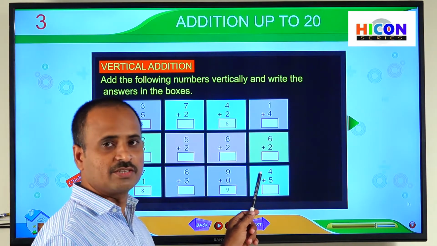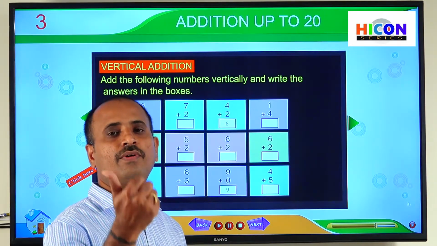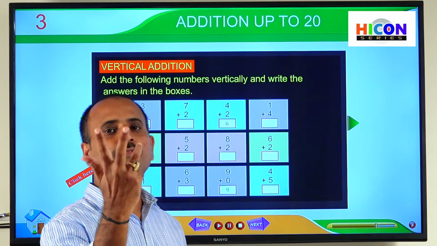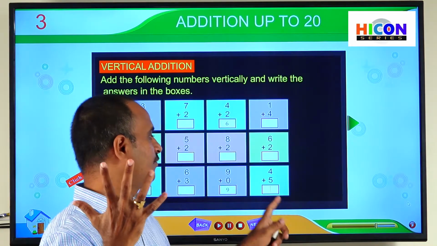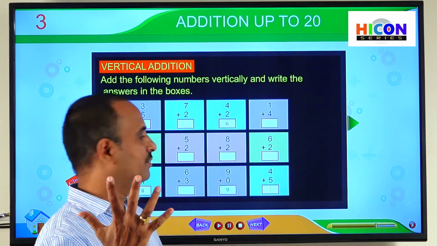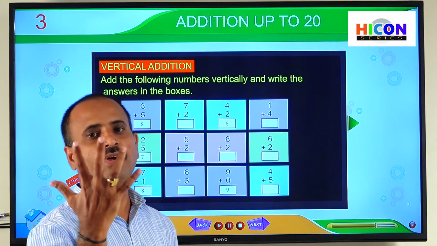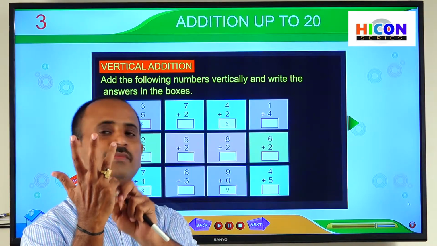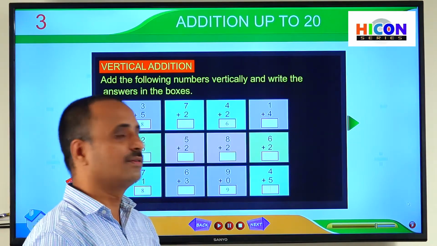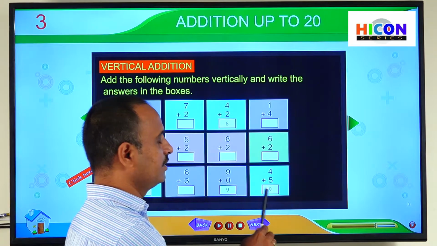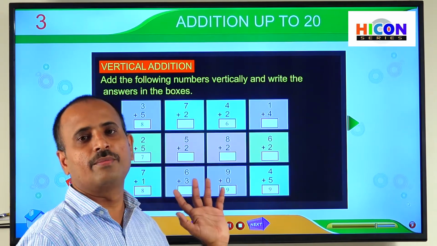See the next one, 4 plus 5. Here the first number is 4 and the second number is 5. Open 5 fingers of your hand. 1, 2, 3, 4, 5. These are the 5 fingers, and start counting from the first number. What is the first number here? 4. After 4, what will we get? 5. So start counting from 5 and close the fingers. 5, 6, 7, 8, 9. So the sum is 9. Write 9 in this box. Children, these are some examples on vertical addition. Practice the remaining problems in your book.